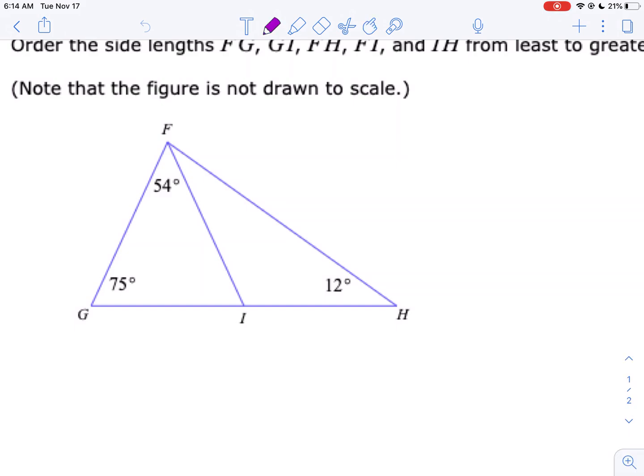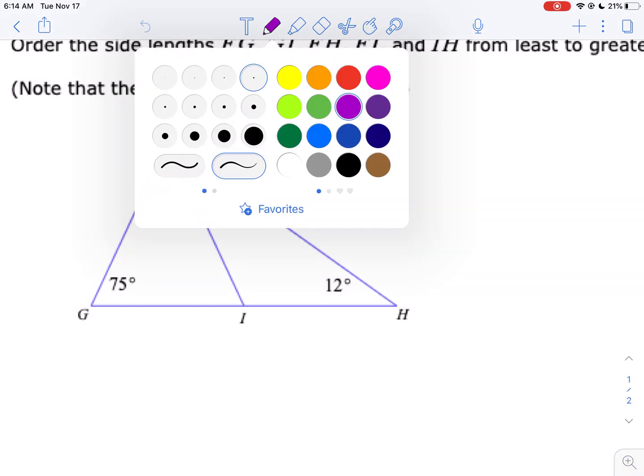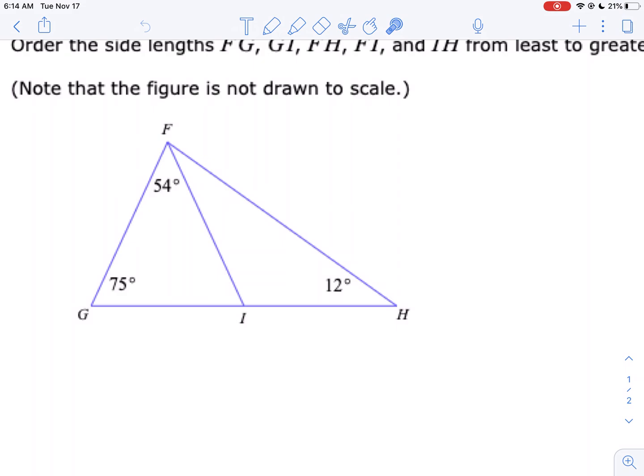I'm going to apply my exterior angle theorem on this problem, and I'm going to say 75 plus 54 is going to be angle FIH. So 75 plus 54, well, that ends in 9, that'll be 129 degrees. Then I know angle FIG is supplementary to that, so I take 180 minus 129, I get 51 degrees.